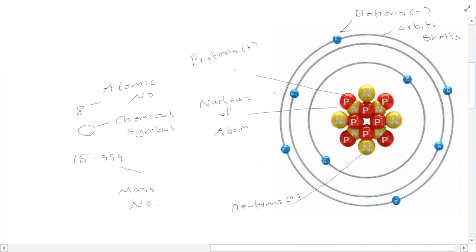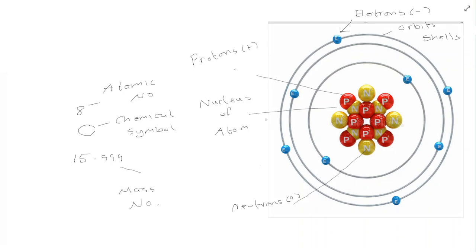Now, if we have a look here, just count the number of protons that are within the nucleus there. So just pause the video and count the number of protons. If we count the number of protons, we have 1, 2, 3, 4, 5, 6, 7, 8. So we have 8 protons.